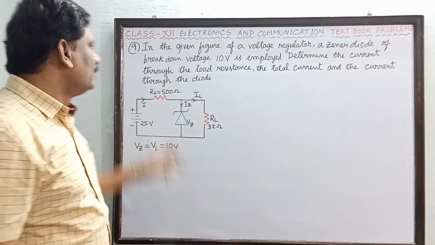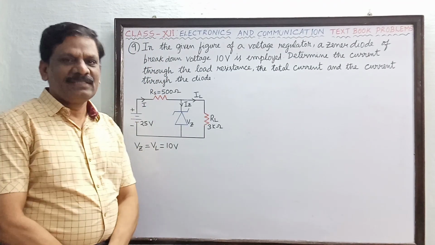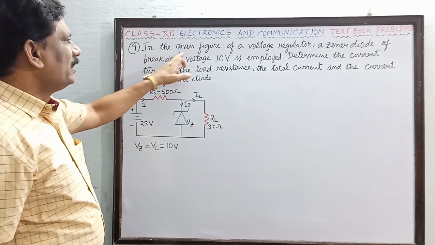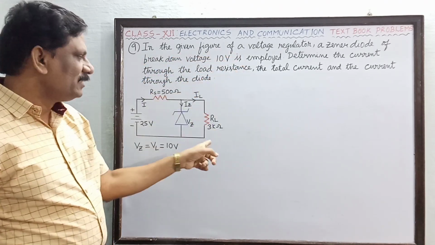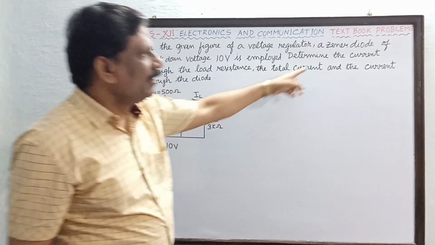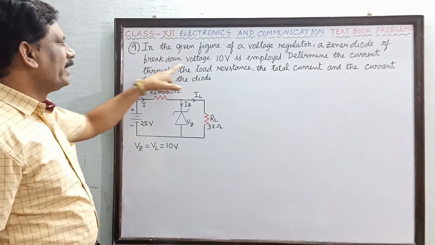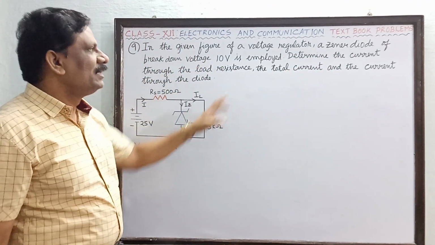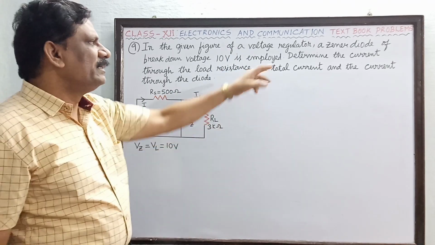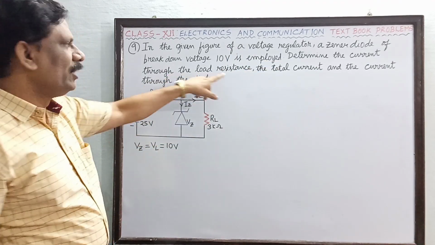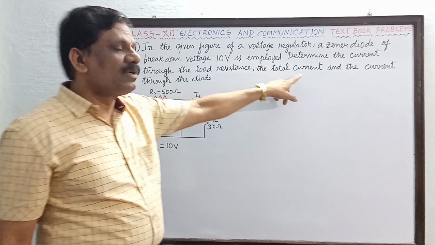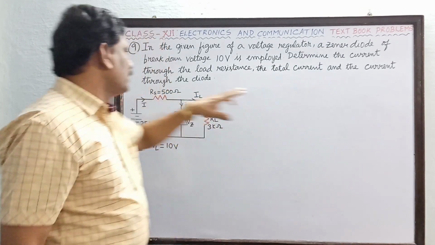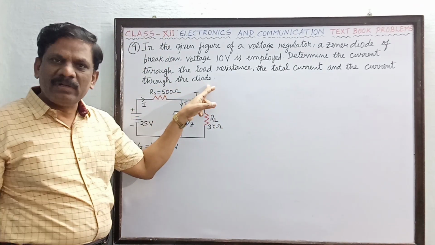Hi students. So the problem number 9. In the given figure of a voltage regulator, a Zener diode of breakdown voltage 10 volt is employed. Determine the current through the load resistance, the total current and the current through the diode.